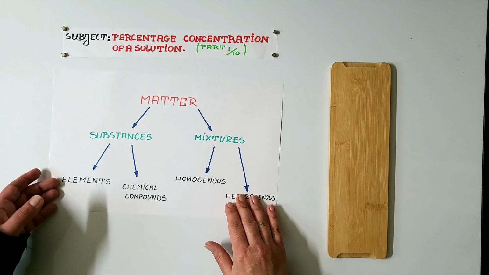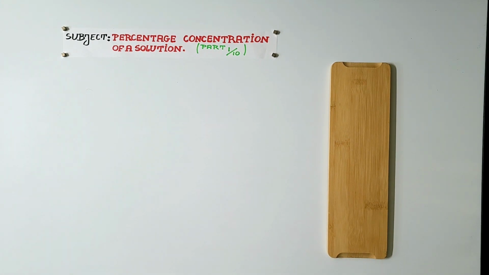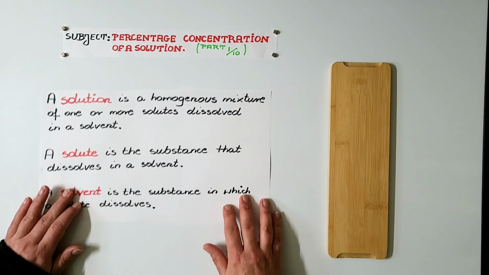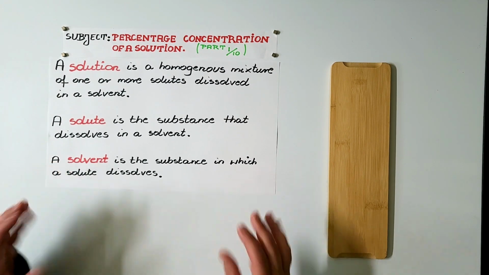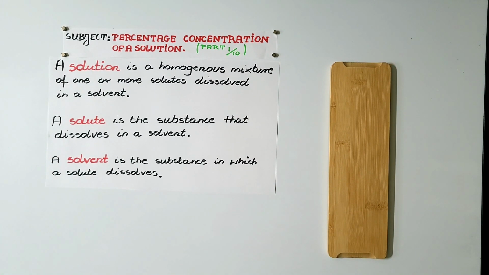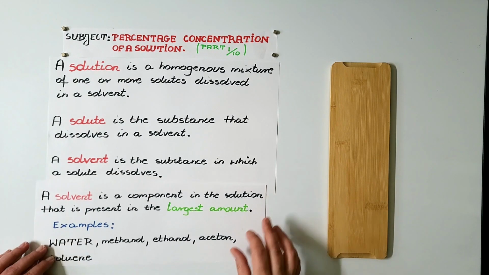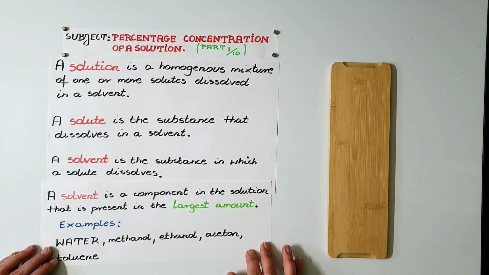So, what does our solution consist of? A solution is a homogeneous mixture of one or more solutes dissolved in a solvent. In our case, it is a solution of salt in water. A solute is the substance that dissolves in a solvent. In our case, it is salt. A solvent is a substance in which a solute dissolves. In our case, it is water.